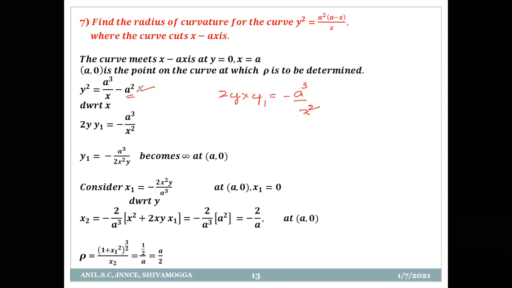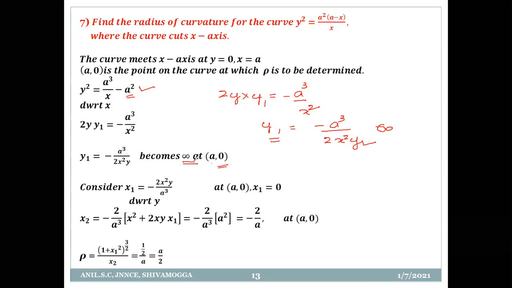A square is a constant, its derivative must be 0. Therefore, y1 is equal to minus a cube divided by 2x square into y. Minus a cube divided by x square into 2y is 2x square into y. This is y1, dy by dx. And this y1 is required at the point where x is equal to a and y is equal to 0. Since y is equal to 0, this denominator will be 0. Numerator is a finite quantity, which is not defined. It is called infinity. Therefore, y1 becomes infinity.